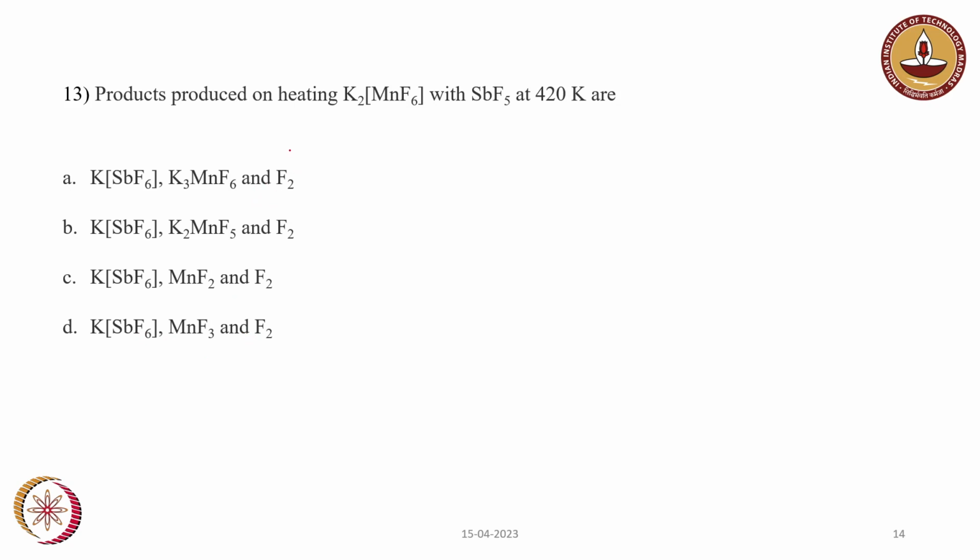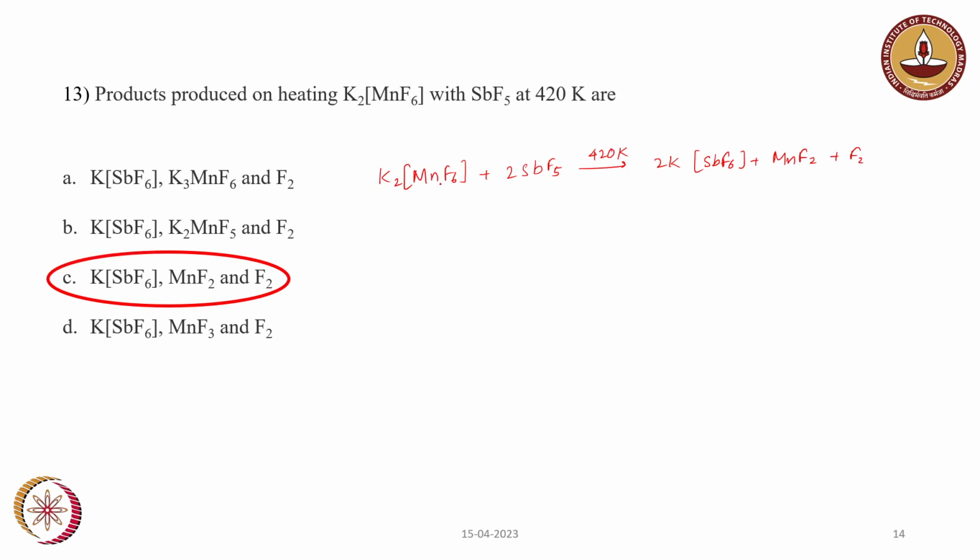So the reaction is K2MnF6 plus 2SbF5 will give, at 420 Kelvin, 2 KSbF6 plus MnF2 plus F2. So the answer is option C, KSbF6, MnF2 and F2.